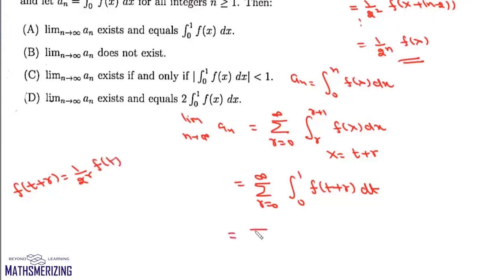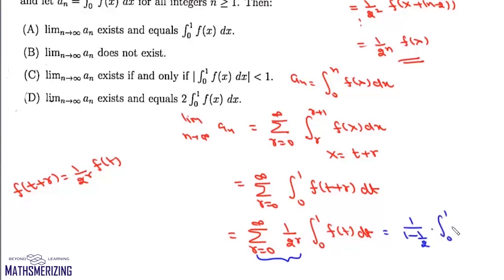So it will be this summation, r varies from 0 to infinity, of 1/2 to the power r, then this integral from 0 to 1 of f(t) dt. Now this is nothing but an infinite GP. Now the sum of this GP will be a upon 1 minus r into this integral from 0 to 1. Now f(t) dt is the same as f(x) dx. So we can write this as 2 times this integral from 0 to 1 of f(x) dx, and that's your option D.